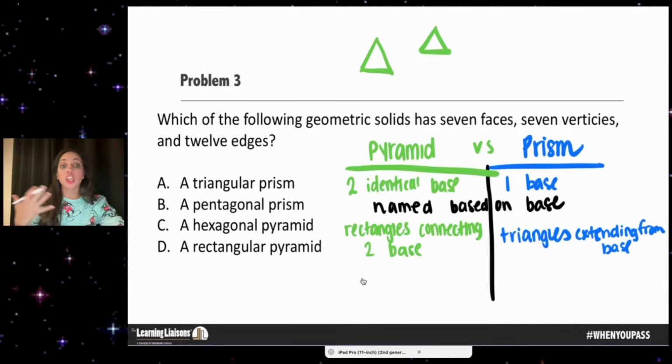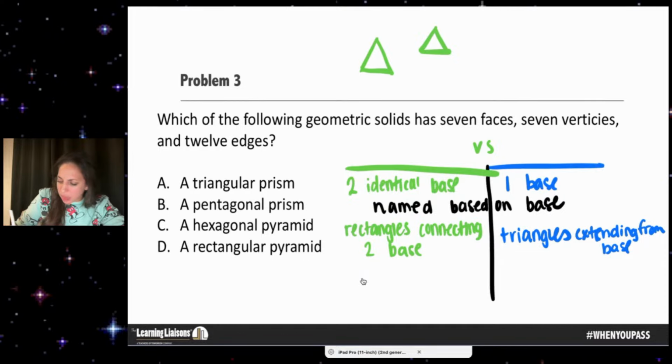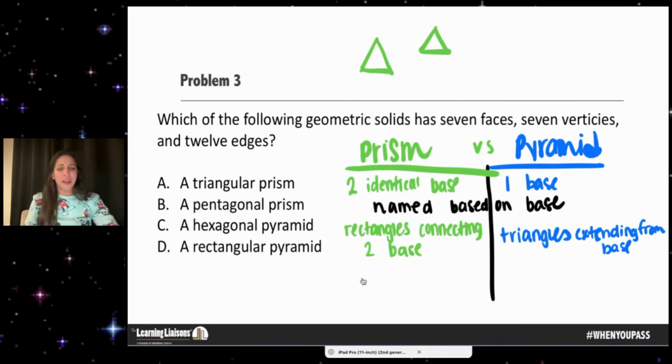A triangular pyramid has, or a triangular, wow, I just totally flipped those up completely. This is not a pyramid and this is not a prism. This is a prism and this is a pyramid. Sorry about that. Some of you were probably like, oh my gosh, that is totally wrong.